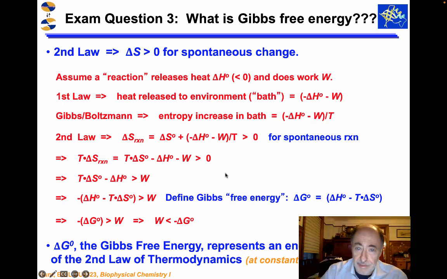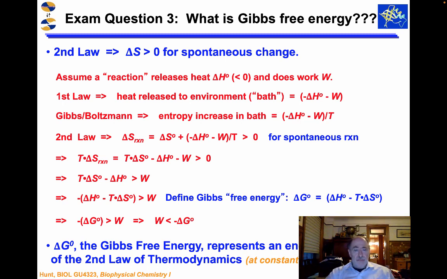Remember, favorable energy: an exothermic reaction releases heat, so the sign of delta H is less than 0. Favorable free energy is also less than 0. If the reaction is happening spontaneously, the delta G is less than 0. And so a favorable delta G is less than 0, so negative delta G will be a positive value. This is saying the maximum work that can be done is less than or equal to that positive value, which is negative delta G.